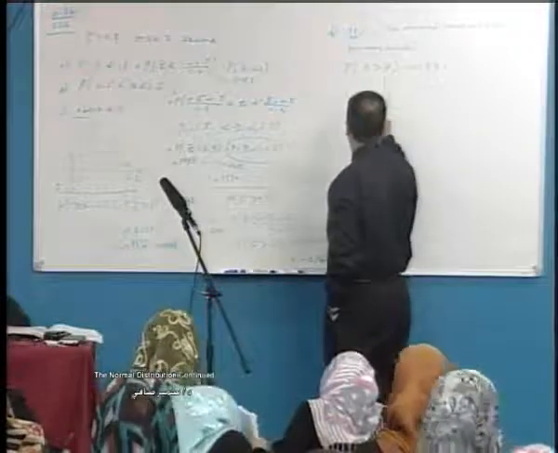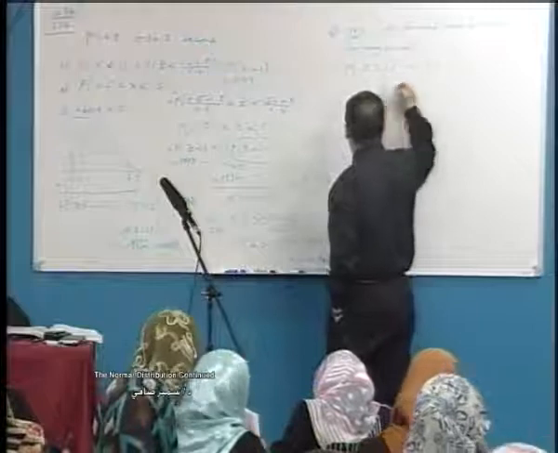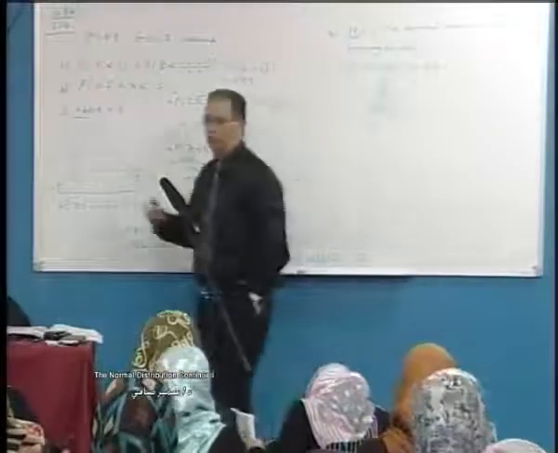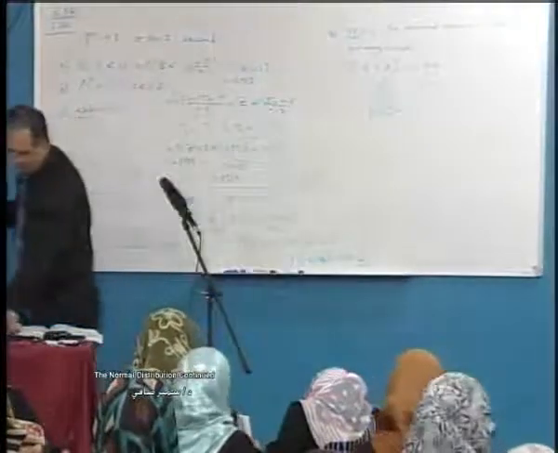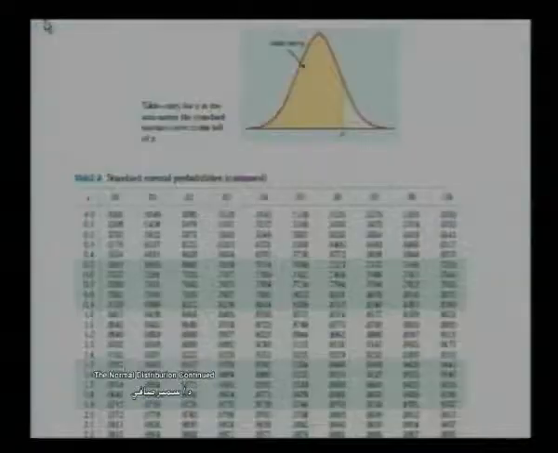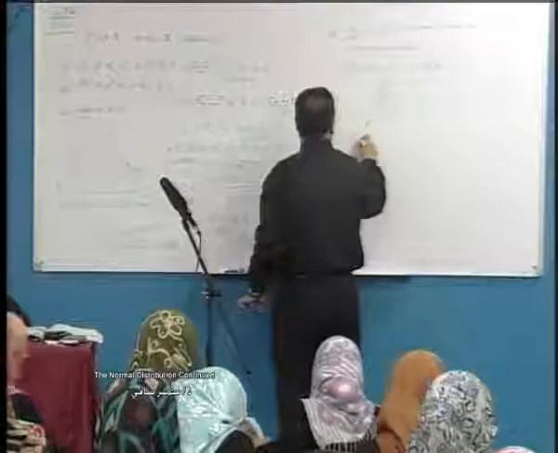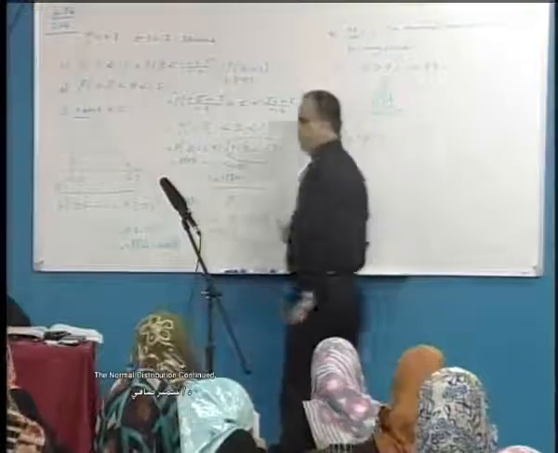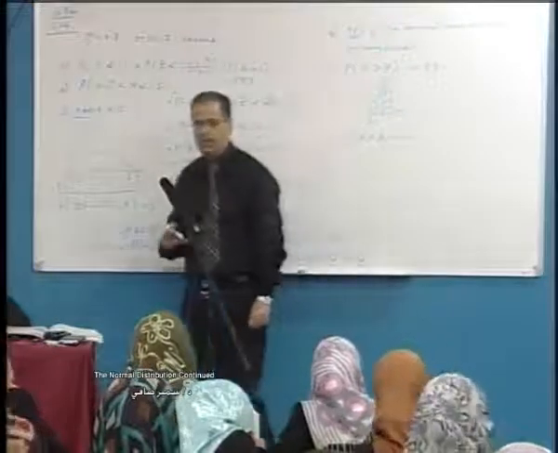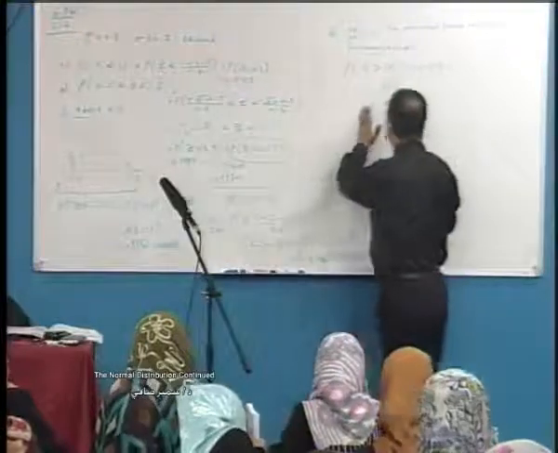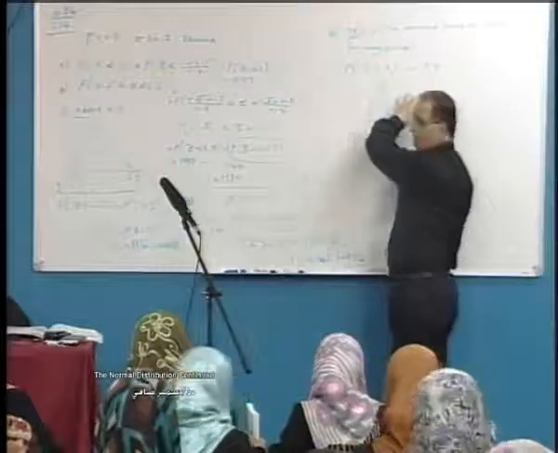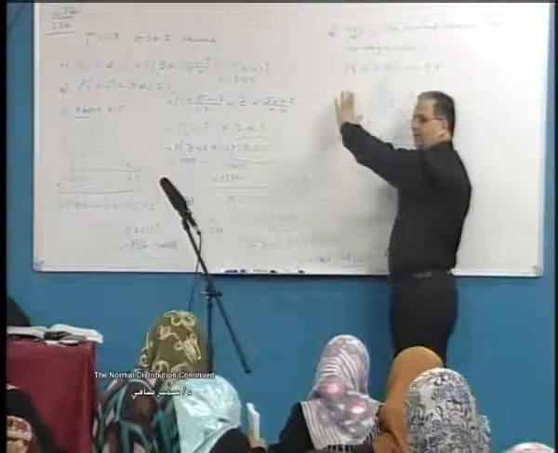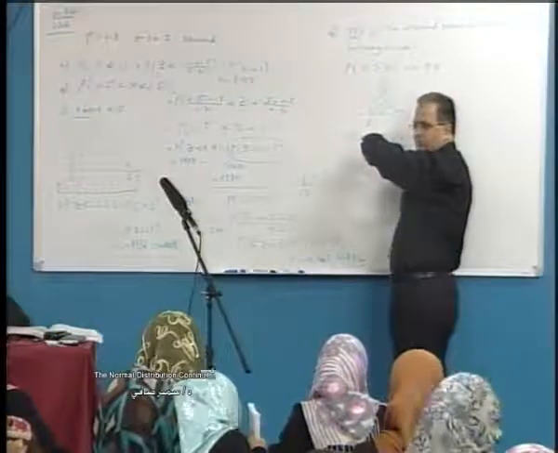Now, P of X greater than or equal to A is 99%. So this area is 99%. Now, if we go back to the table, the table again gives the area to the left side. So this one is exactly equal to P of X smaller than A, which is 1%, because the area to the right of A is 99%. So the area to the left of A is 1 minus 99%, which is 1%.